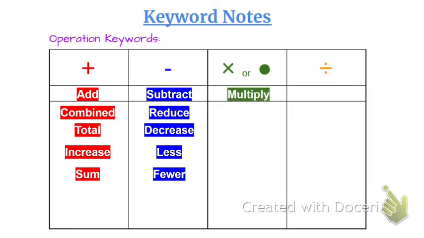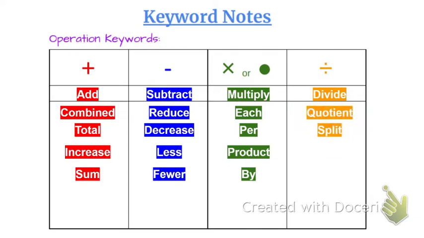Our next one would be multiply. This is represented with an X, the big dot, or two values touching each other. Keywords we would see in word problems would be each, per, by, and product. Our last operation is division. The four common ones that we would see would be quotient, split, ratio, or share.